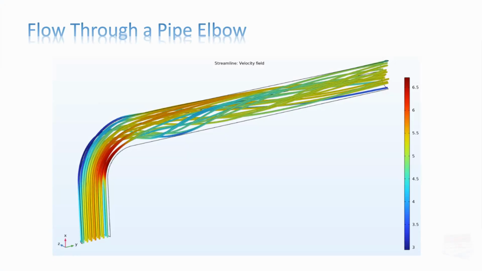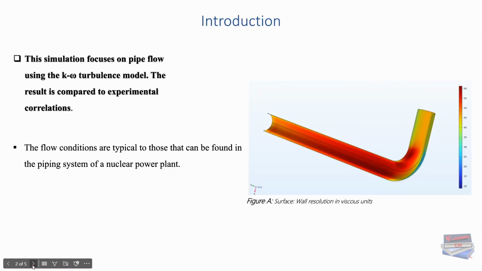Hey everyone, welcome back to another COMSOL tutorial with Cabin the X. Today we are going to conduct a simulation in relation to flow through a pipe elbow. The simulation focuses on the K omega turbulence model.